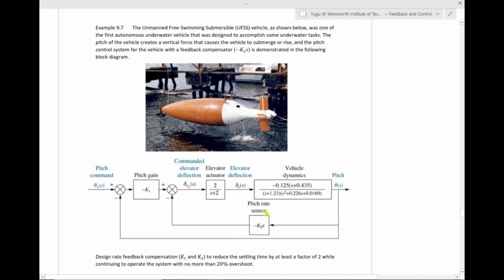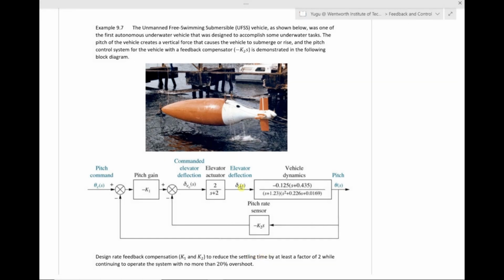The reason this block is called pitch rate sensor is because it actually calculates the rate at which the pitch signal changes with time, because of the factor of S. The objective to be achieved by the pitch rate sensor is to reduce the settling time by a factor of 2 while continuing to operate the system with no more than 20% overshoot.